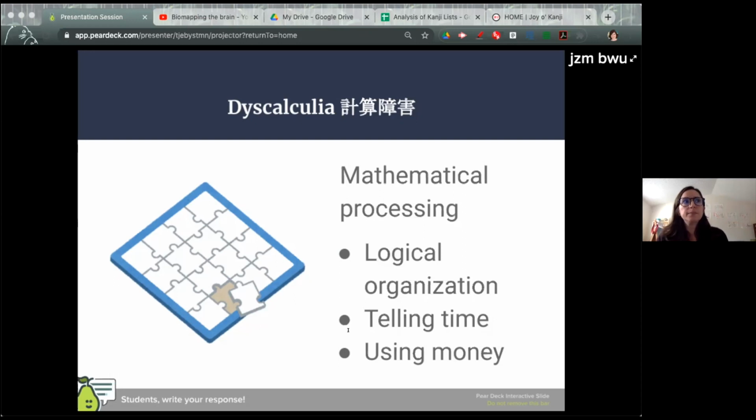So when we're doing things like grammar where you have a cause and effect, grammar where you have a sequence of actions, 朝起きて朝ごはんを食べて. That's a logical sequence of actions. And that kind of logical sequence can be super difficult for students.